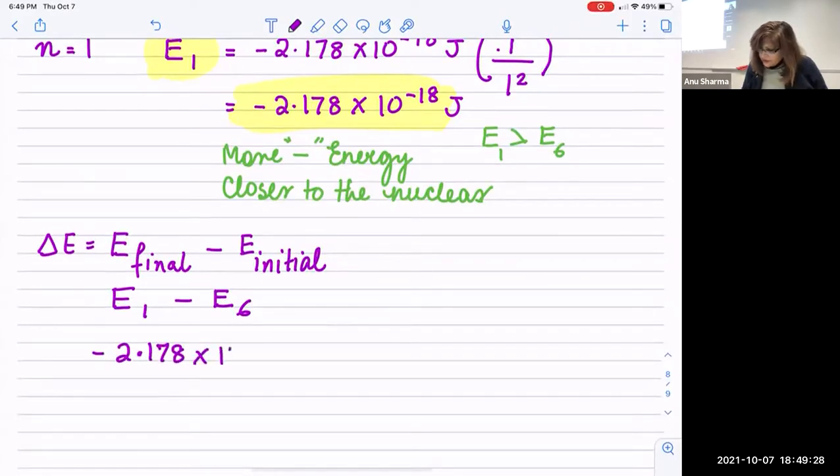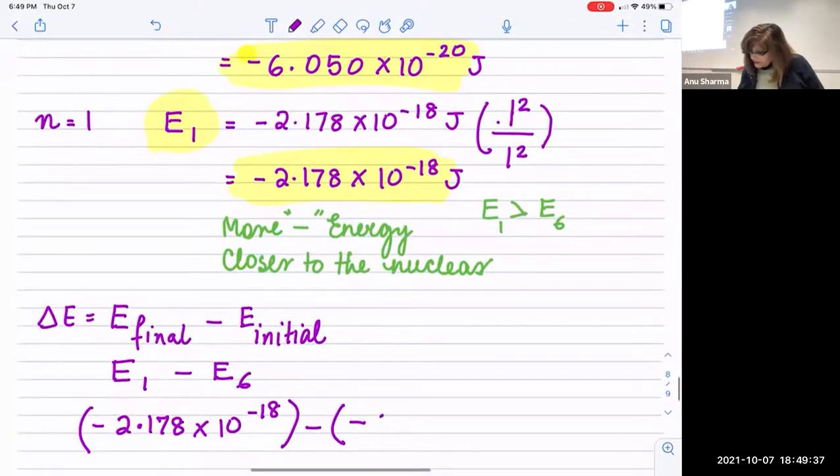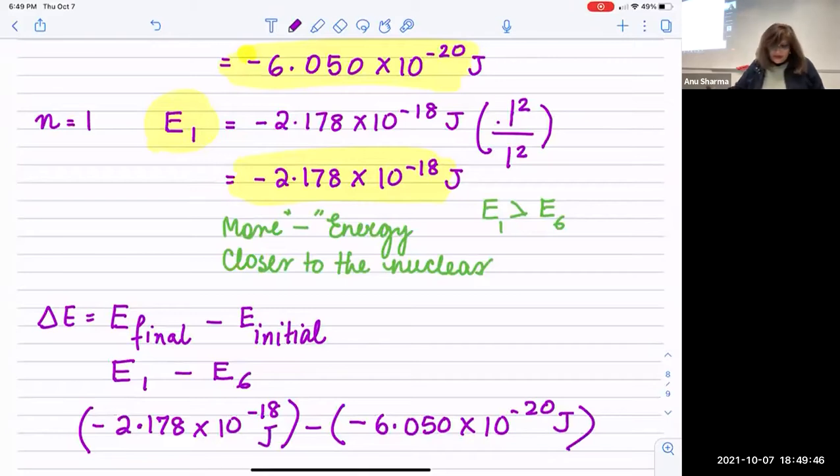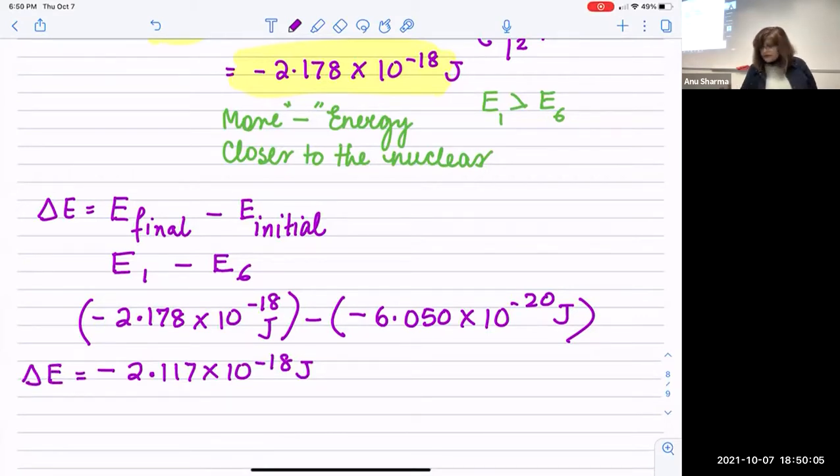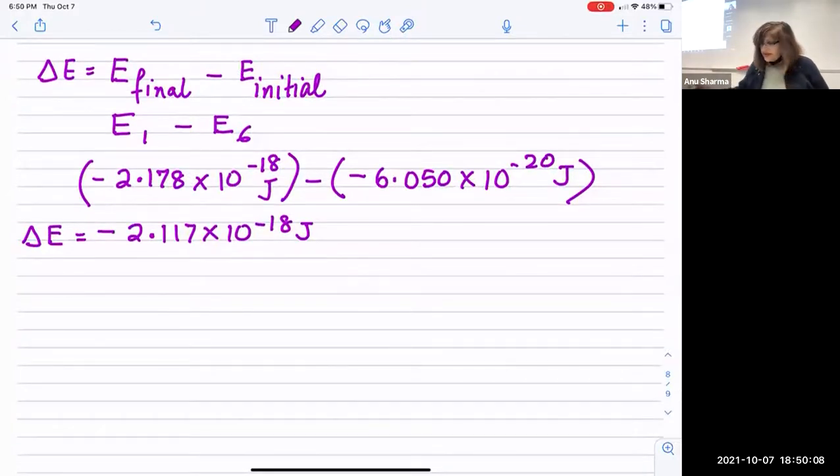So we have negative 2.178 into 10 to the power negative 18, minus negative 6.050 into 10 to the power negative 20 joules. This is also joules. When you do the subtraction, this gives you negative 2.117 into 10 to the power negative 18 joules. This is the amount of energy that is lost when the electron jumps from the higher energy to the lower energy. Negative sign, energy released. You studied that in thermochemistry.